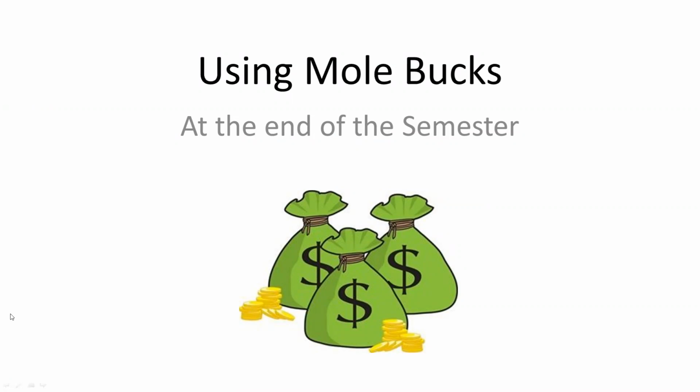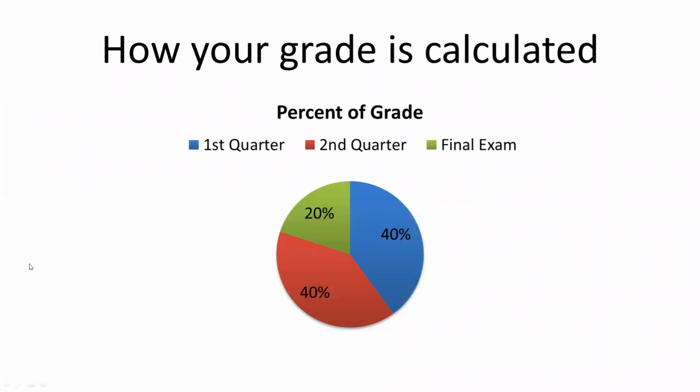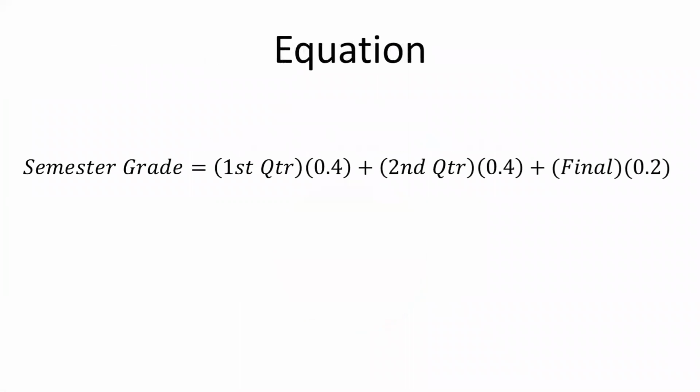All right, you guys, this video is to help you figure out how to use your Moldbux at the end of the semester. So in case you didn't know, the way that your grade is broken down for this semester is that your first quarter grade is 40% of your semester grade, your second quarter is 40%, and your final exam is 20%. So turning this into an equation, we take the first quarter grade times 0.4, second quarter grade times 0.4, and the final times 0.2, and that will add up to what your semester grade will be on your final report card that comes in January.